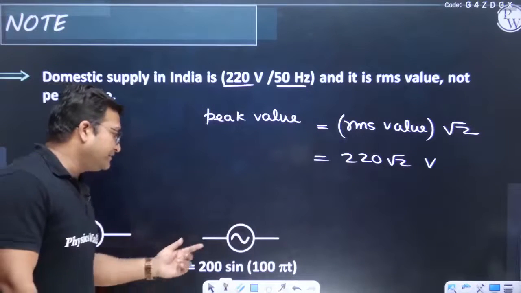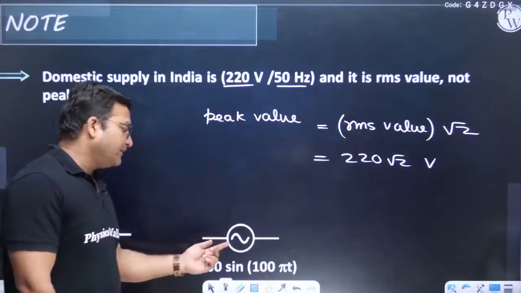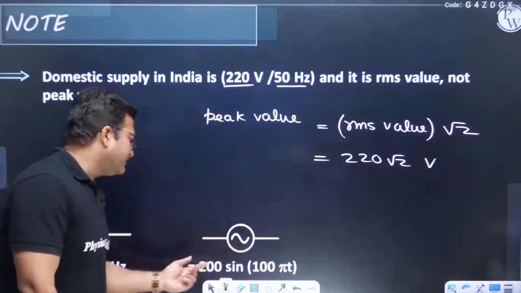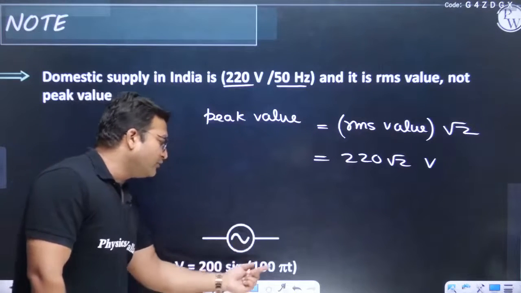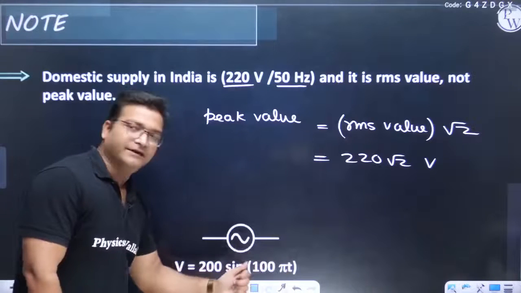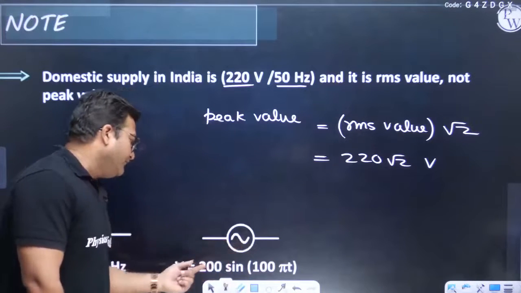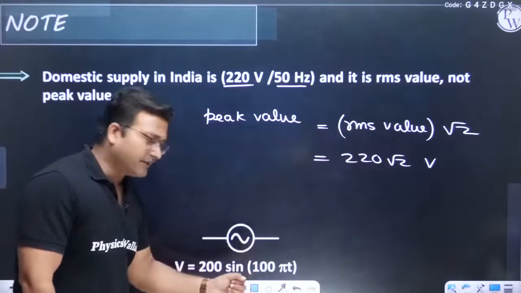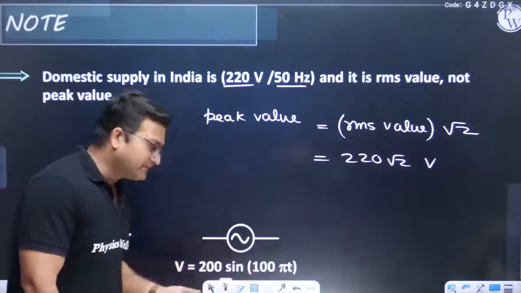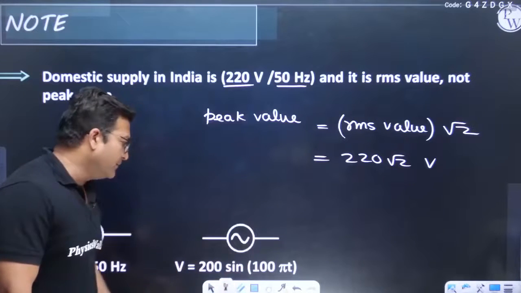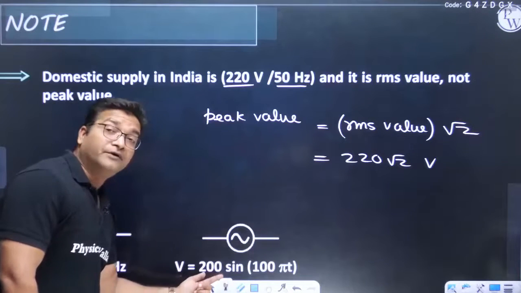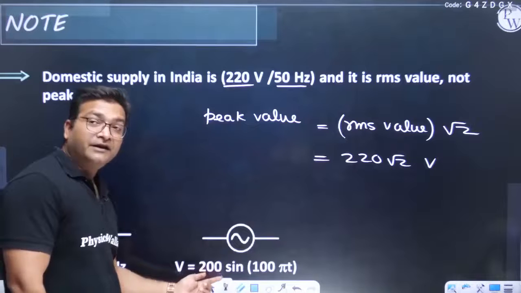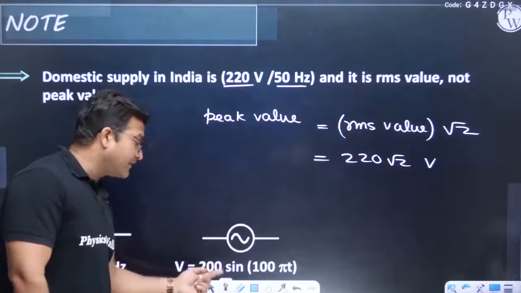But if it is written, or they write it as V equals 200 sine omega t, or 100 pi t. So if at some place they are giving you the voltage like this, the exact sinusoidal function, then remember here this 200 would be actually the peak value. This 200 is peak value.